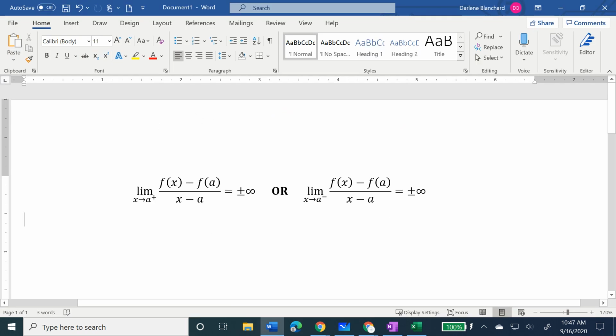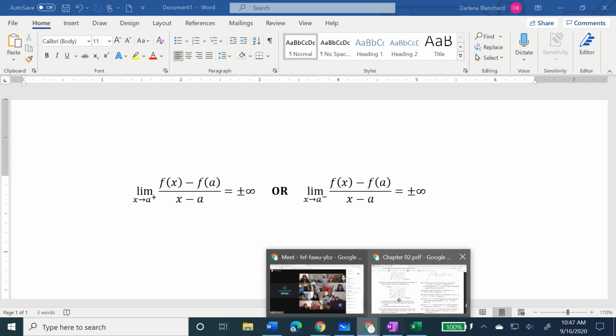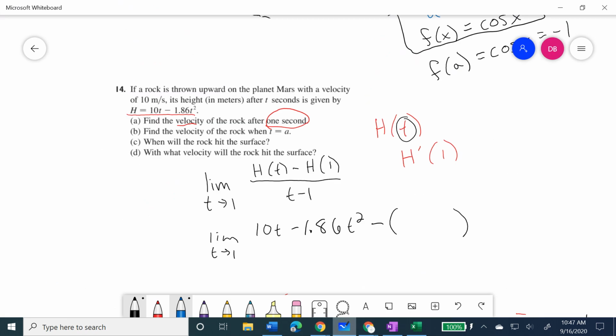Very aggravating when it thinks I clicked on something else. There we go. So right here, I need to plug 1 into those t's, and that gives me a number. And that number is 8 point. Who wants to write the answer in chat? Thank you.